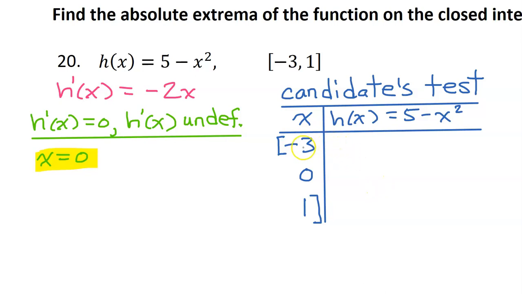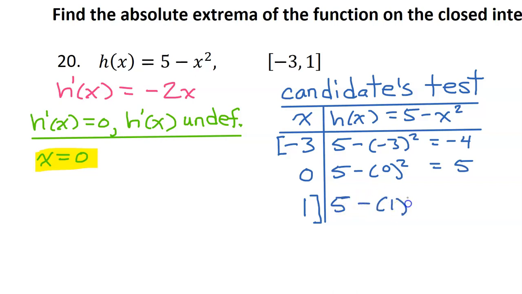Let's start with h at negative 3. So we'll just write 5 minus negative 3 squared. So this is 5 minus 9, so that'll be negative 4. Now let's do 5 minus 0 squared. This will simply be 5. Now let's do 5 minus 1 squared. This will be 4. So we can see the maximum value is 5. So there's an absolute max of 5 at an x value of 0. There's an absolute minimum of negative 4 at an x value of negative 3.